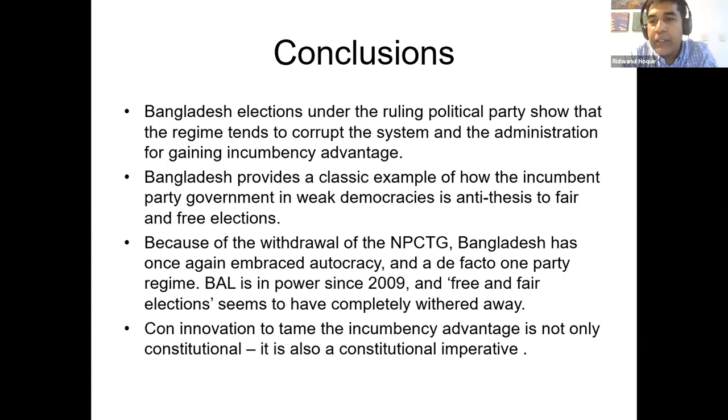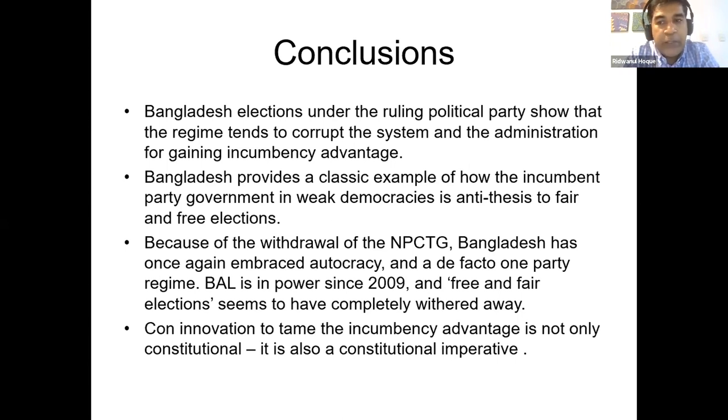If we look at the outcome and performance of the caretaker government system, we would see that every single time there is an alteration of incumbent party. So in 1991, in the caretaker government system, it was BNP. In 1996 election, it was Awami League that won. In 2001 election, it was again BNP. And in 2008 election, it was again Awami League. So four times there was alteration of power between the two major parties.